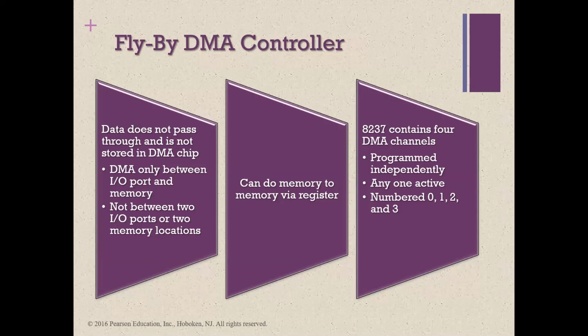So this particular 8237 contains 4 DMA channels that can be programmed independently, and any one of the channels may be active at any particular moment. These channels are numbered from 0 to 3. There are 4 of them. So 0, 1, 2, 3. Okay.